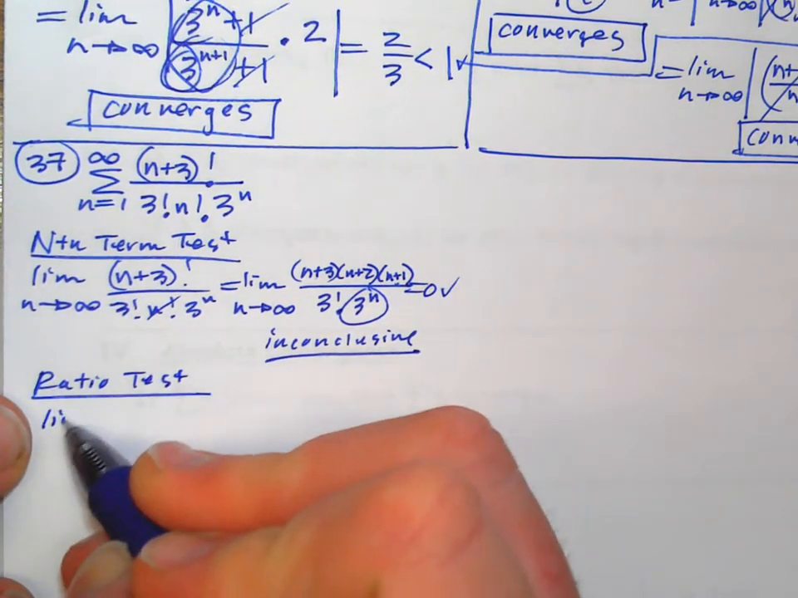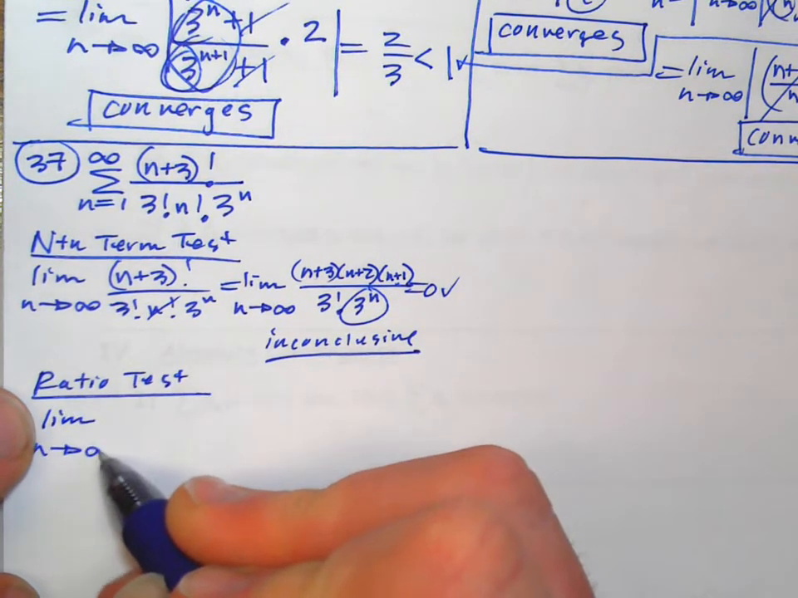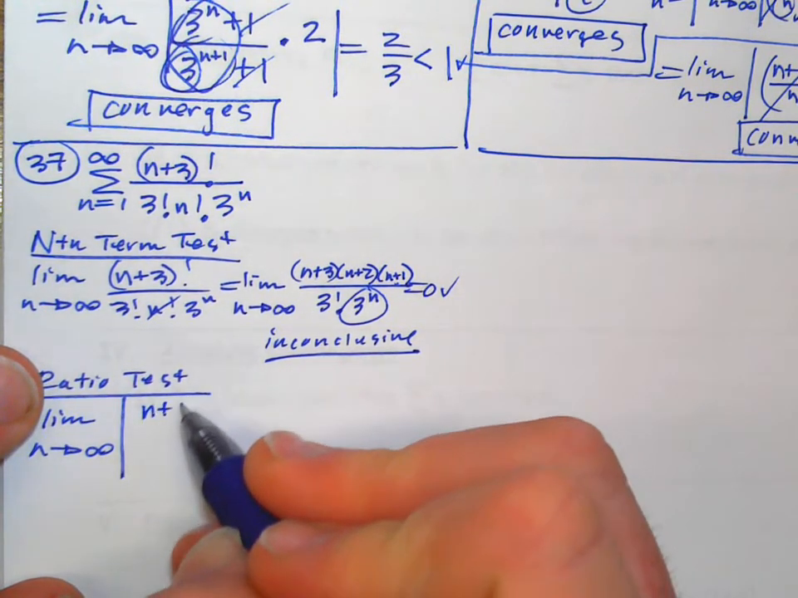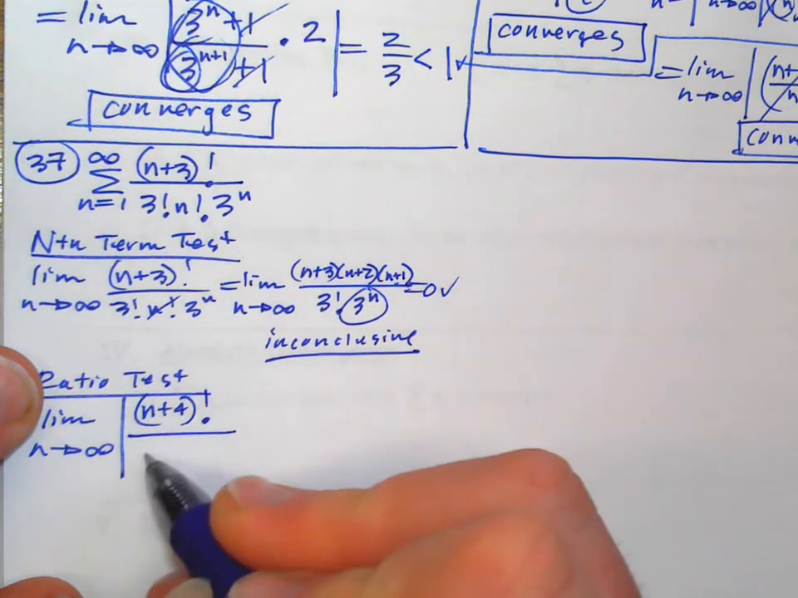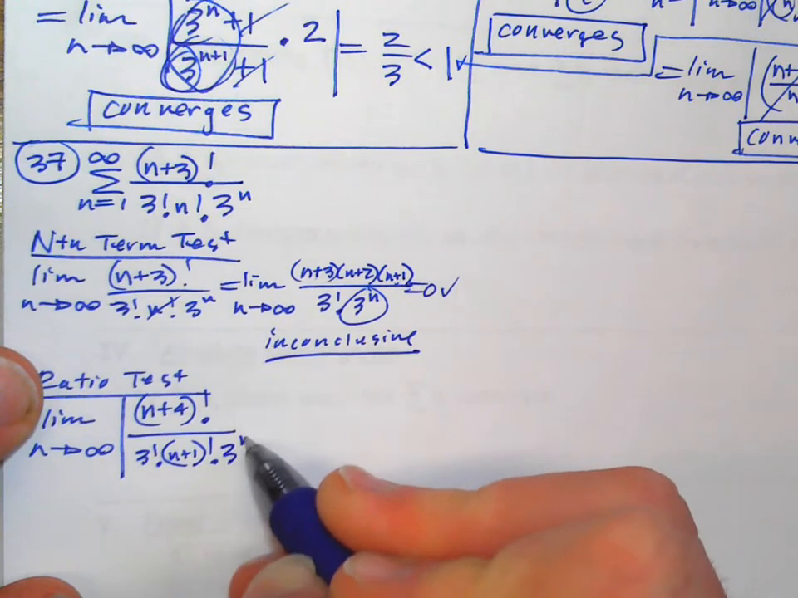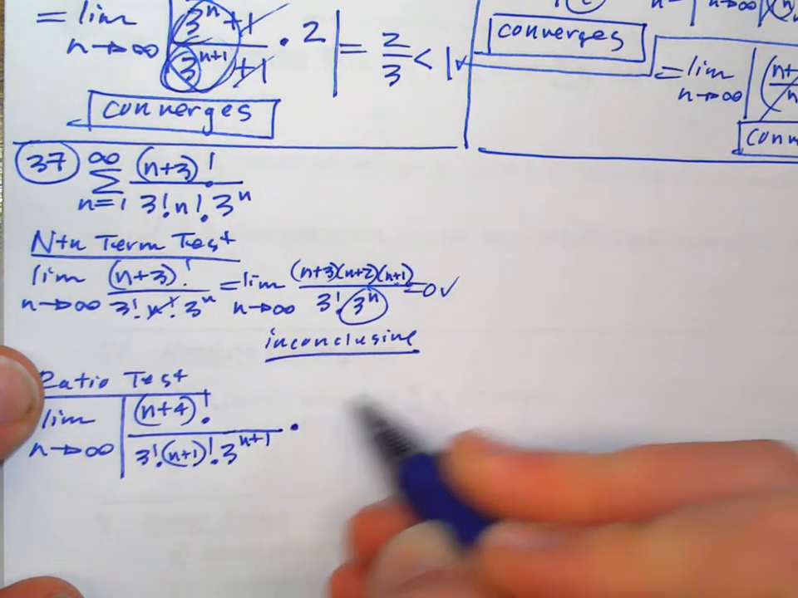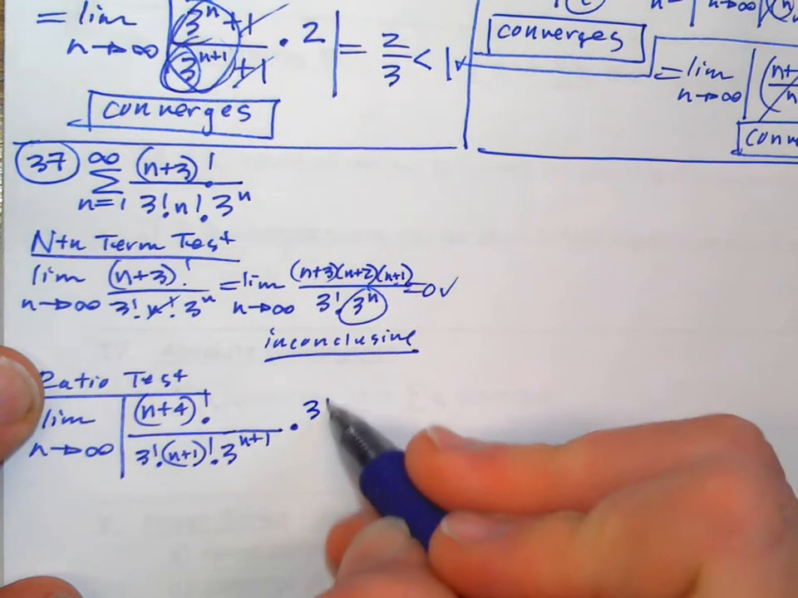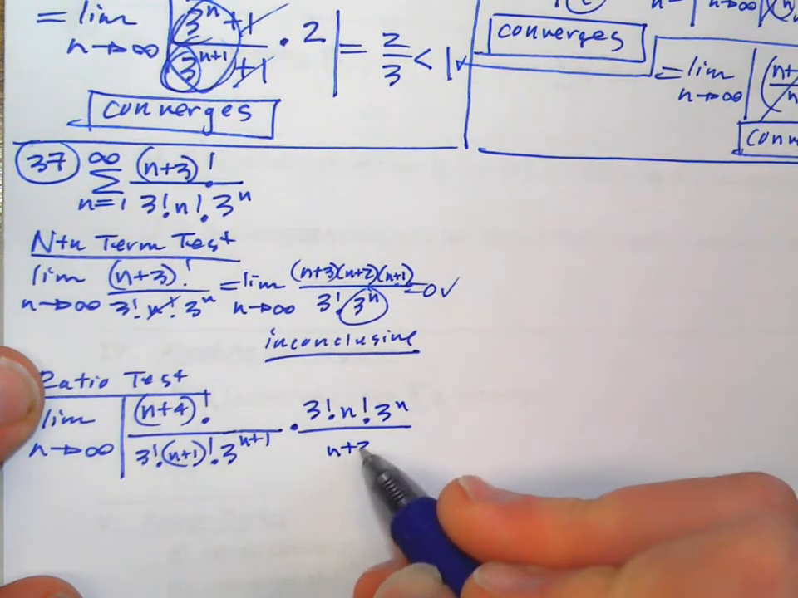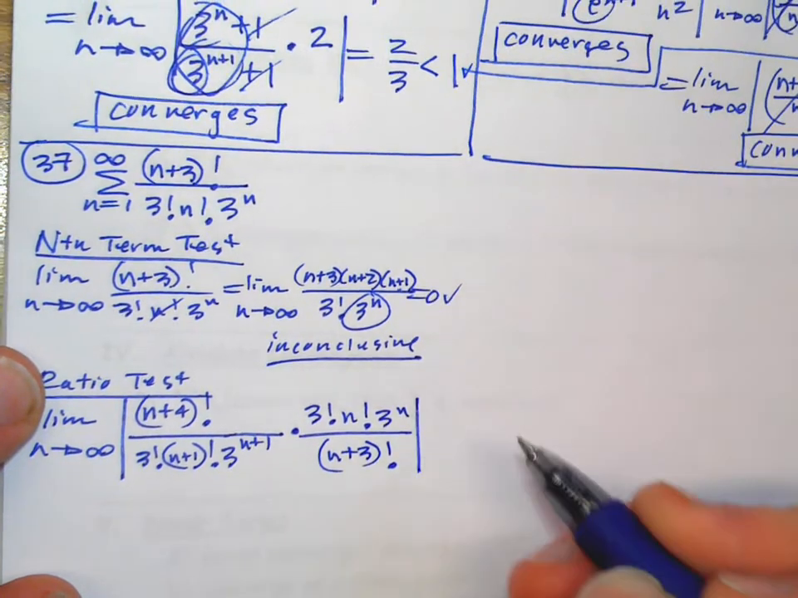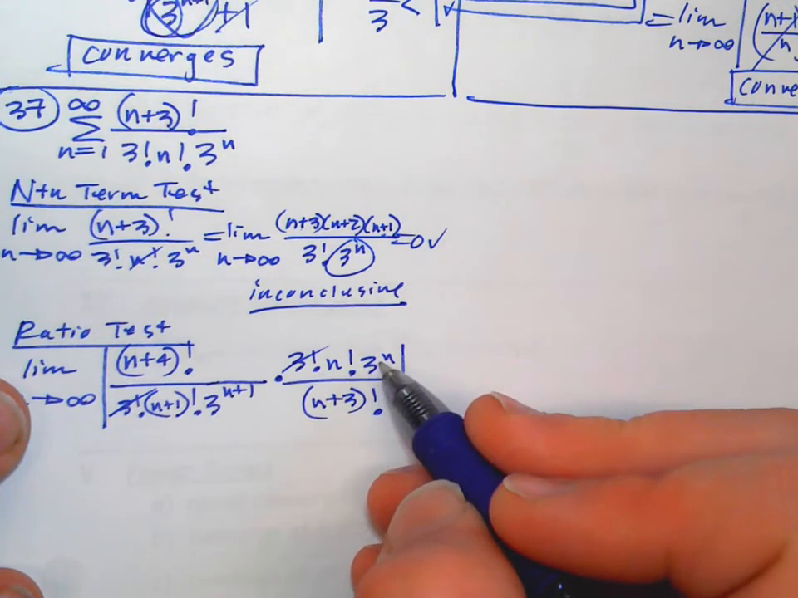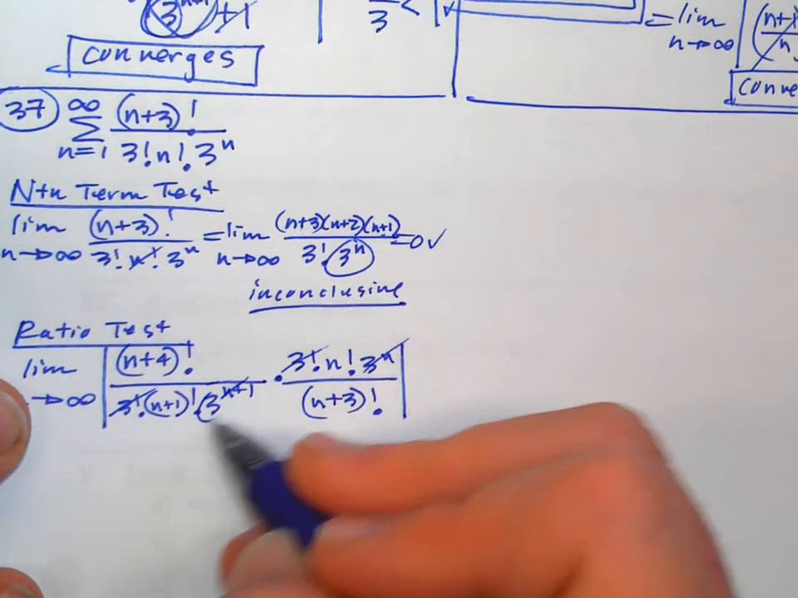We take the limit as n goes to infinity of absolute values. This is going to be (n plus 4) factorial over 3 factorial, (n plus 1) factorial, 3 to the n plus 1. This is messy. Times, divided by the previous term, or times its reciprocal. Now, we have a lot of factorials in here that we can reduce. These 3 factorials just go away. The 3 to the n, 3 to the n plus 1, you get 3.